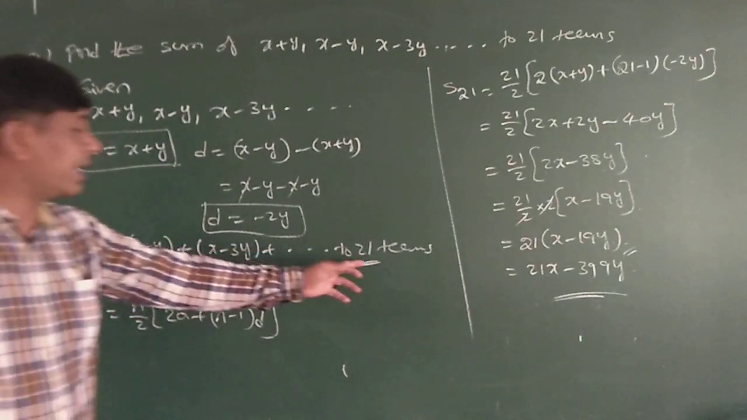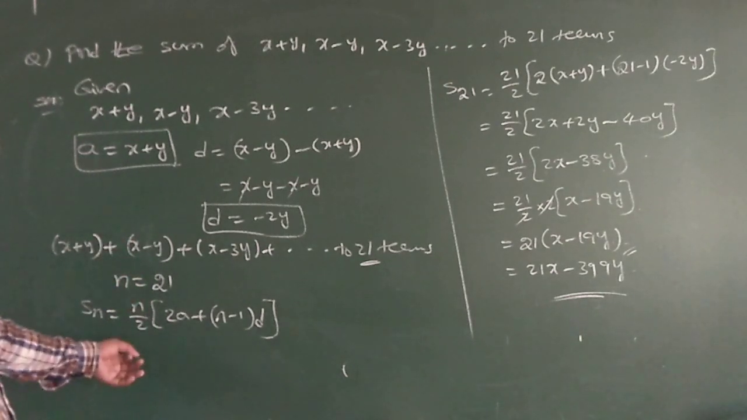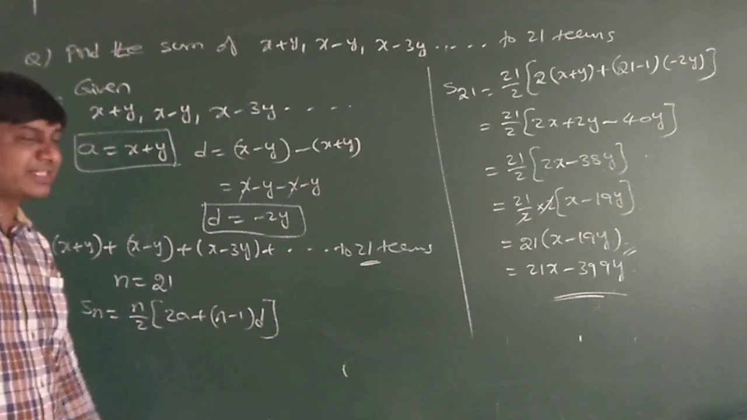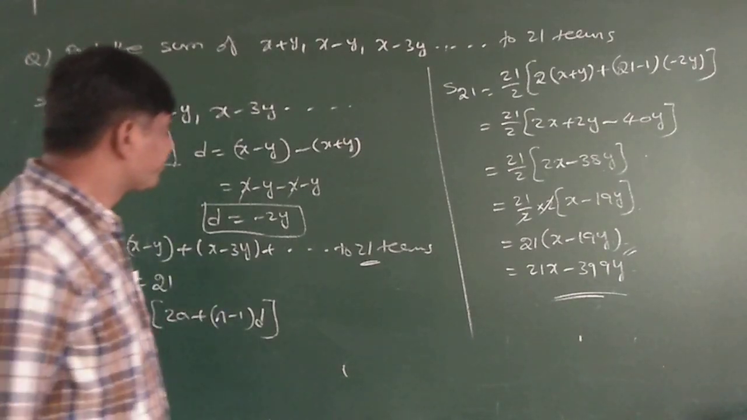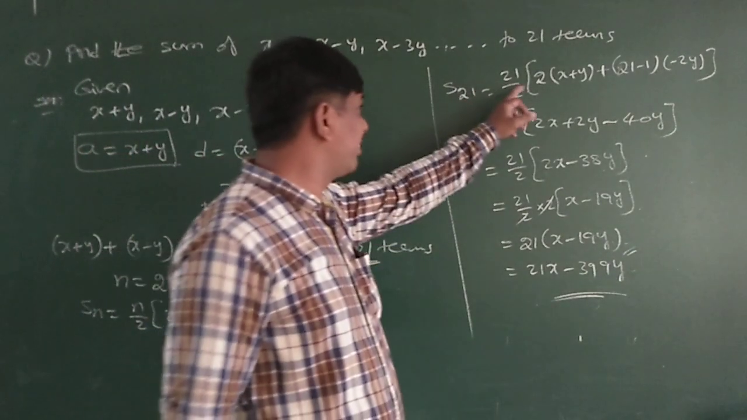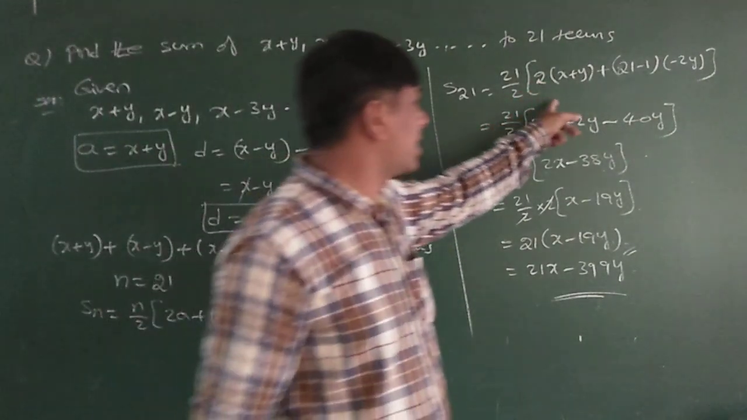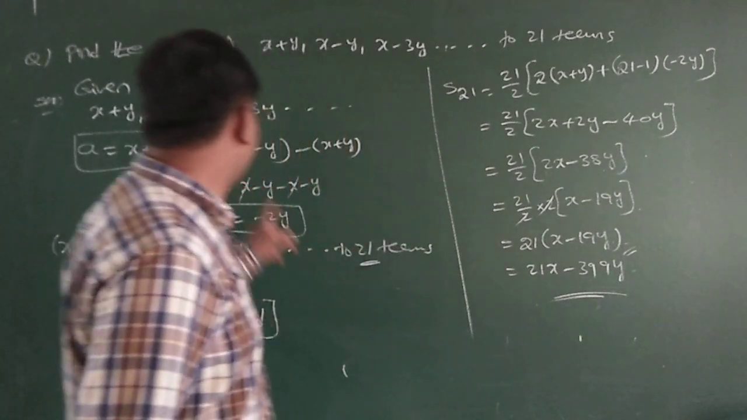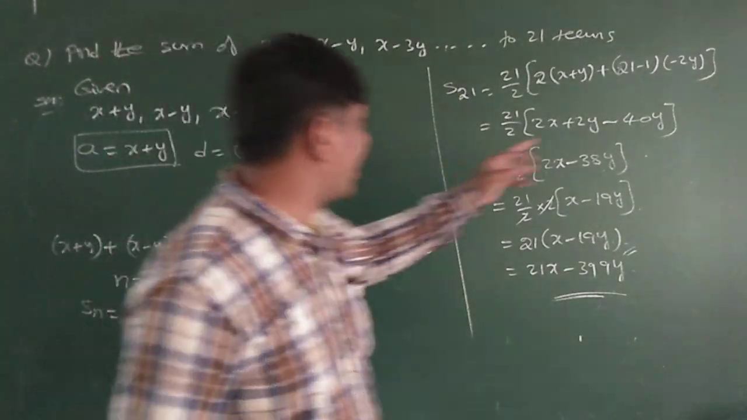How many terms are to be added? n is equal to 21. All the values are substituted in the standard formula. Sn is equal to n by 2 into 2a plus n minus 1 into d. S21 is equal to 21 by 2 into 2 into the a value, x plus y, in brackets, plus 21 minus 1, that is n minus 1, into the d value, which is minus 2y.